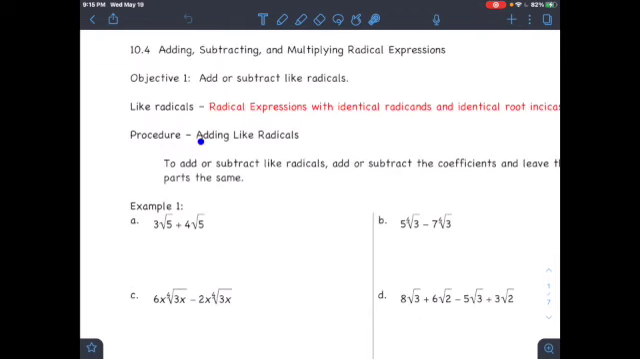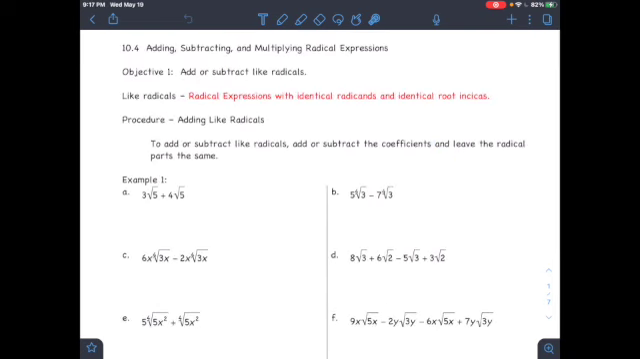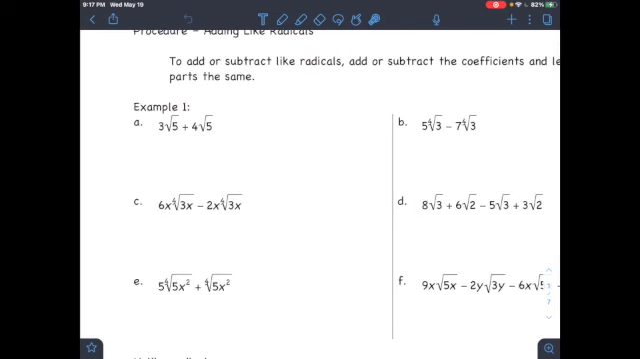And the procedure, add like radicals. To add or subtract like radicals, add or subtract the coefficients and leave the radical part the same. The roots have to be the same. The radicand, the number inside, also has to be the same. So this has to be the same. That's the way you can add them.